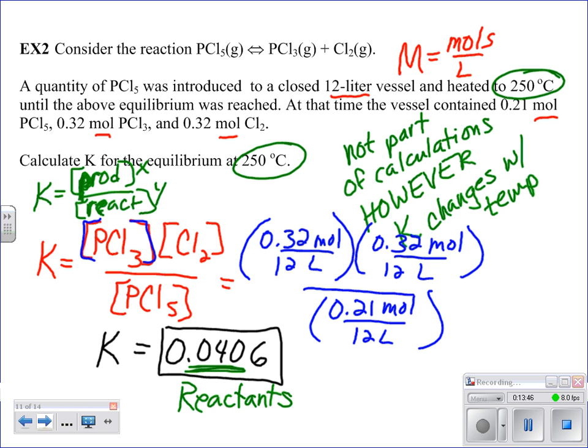So reactants are favored because we have a higher concentration in our denominator, if you think about that formula that we just looked at.